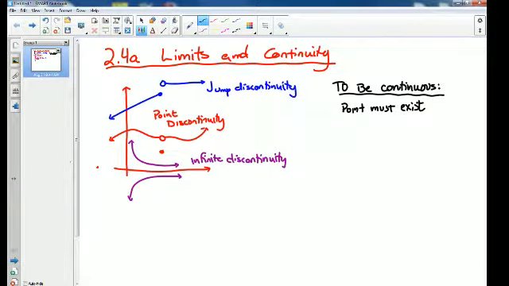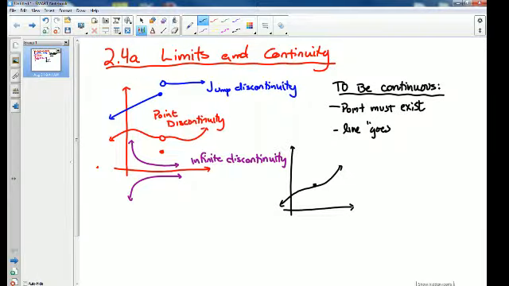So we have a point that exists. Now what has to happen? The line has to go through the point. Yes? Like that. And that is very basic language. It goes through the point. Okay.